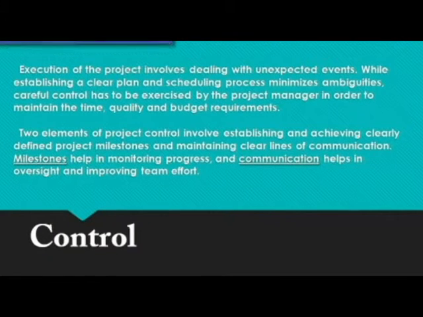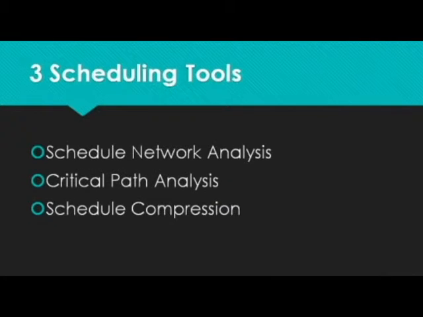especially following the schedule that you have, there are two elements of project control involved: establishing and achieving clearly defined project milestones, and maintaining clear lines of communication. So those two elements are milestones to help in monitoring progress, and communication. It helps in oversight and improving team effort.